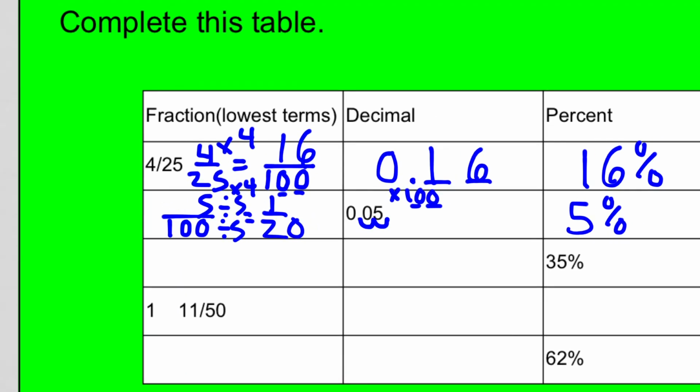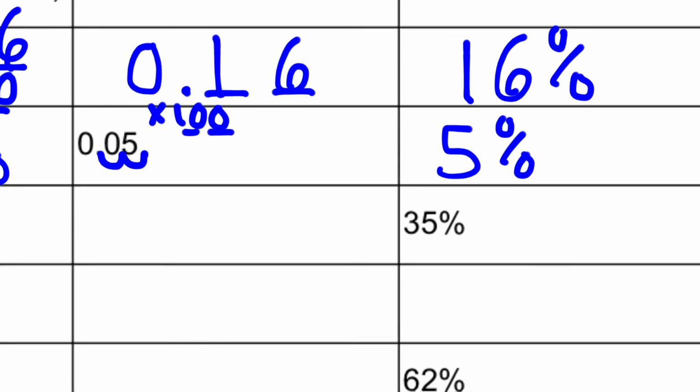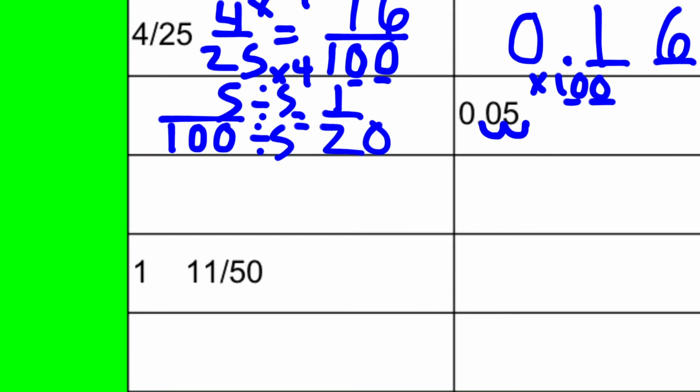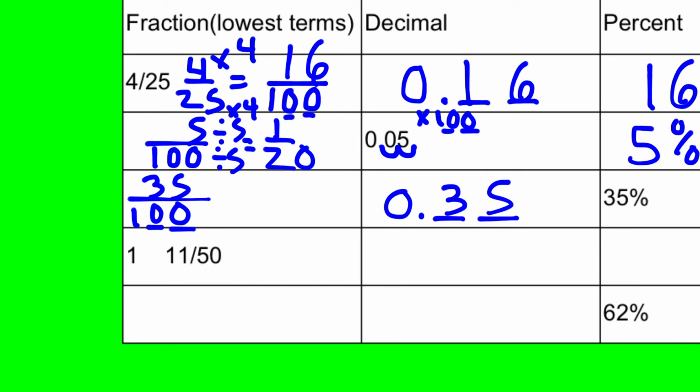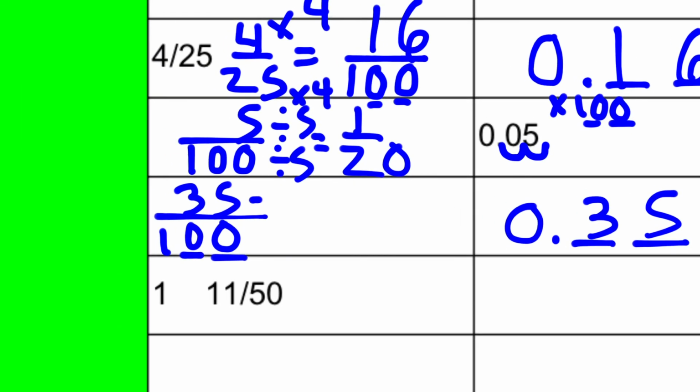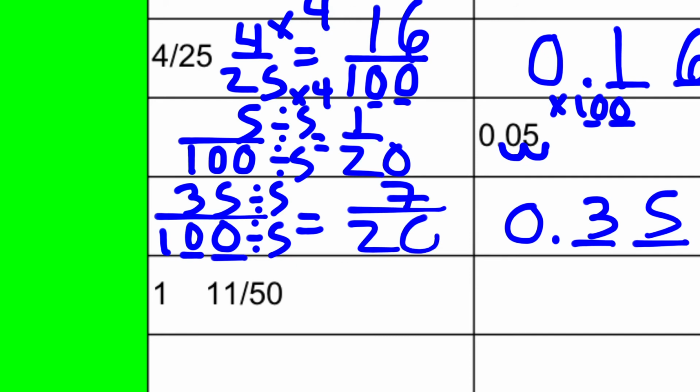So I should be able to go back and forth from each form, starting with a percent. Well, I know 35% means 35 out of 100. And I know 2 zeros in 100 mean 2 decimal spots where I will put a 3 and a 5 and a 0 placeholder. And then I'll put it in lowest terms by recognizing I can divide the numerator and denominator by 5. And I'll get 7 over 20.